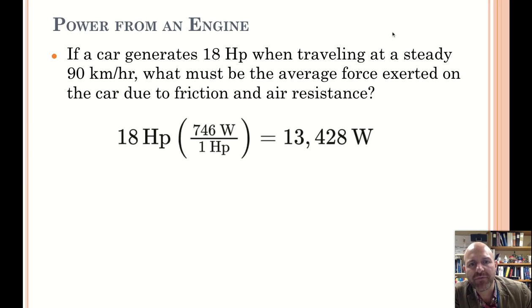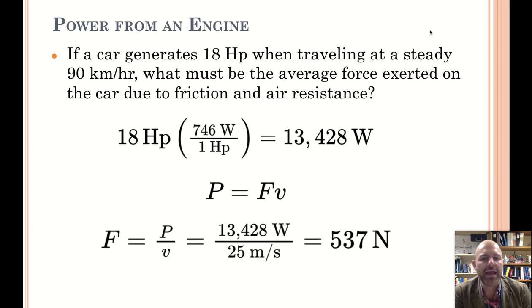Well, we first need to think of this in terms of watts because we need our SI units, so do that conversion. And then we remember that power is equal to force times velocity, and therefore the average force that is being applied must be the power divided by the speed, and that gives us about 537 newtons. Now you might think that this is actually a small amount of power and a small amount of force, but remember this is a steady 90 kilometers per hour. A car engine is certainly going to have to output a lot more power to do the acceleration up to that speed or higher as it goes.